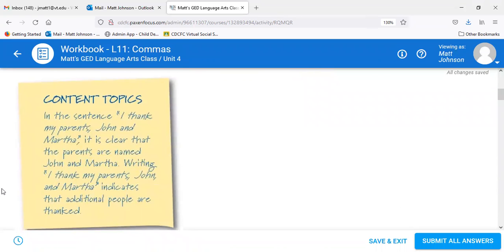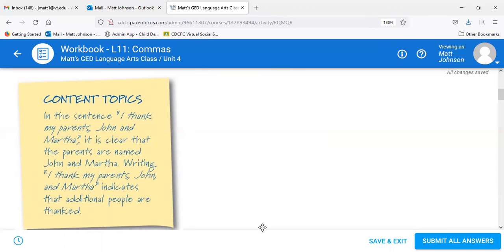And here we go with another tip. These are funny. You'll see these on the internet. People make memes out of them a lot, where you'll see incorrect use of punctuation, and it really changes the meanings of things. And here, as well as in the sentence, I think my parents, John and Martha, it is clear that the parents are named John and Martha, right? Because we are separating them instead of in a series.